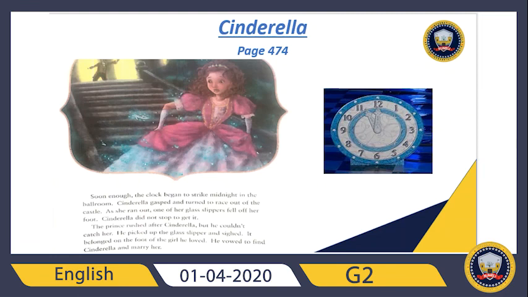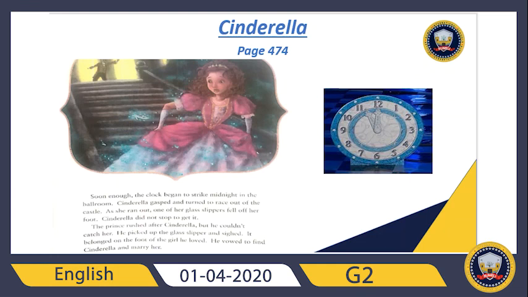Cinderella, she started to run and she wanted to go away from the palace. She wanted to go back to her home because the fairy had told her not to stay later than 12. So now Cinderella quickly hurried. As she ran out, one of her glass slippers fell off her foot. Cinderella did not stop to get it, so she lost one of her glass slippers.